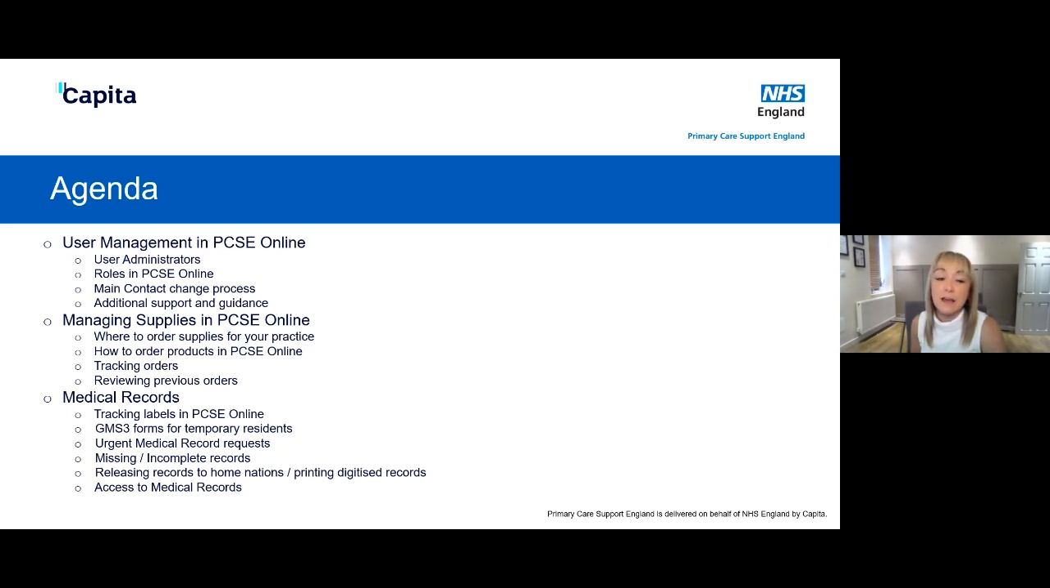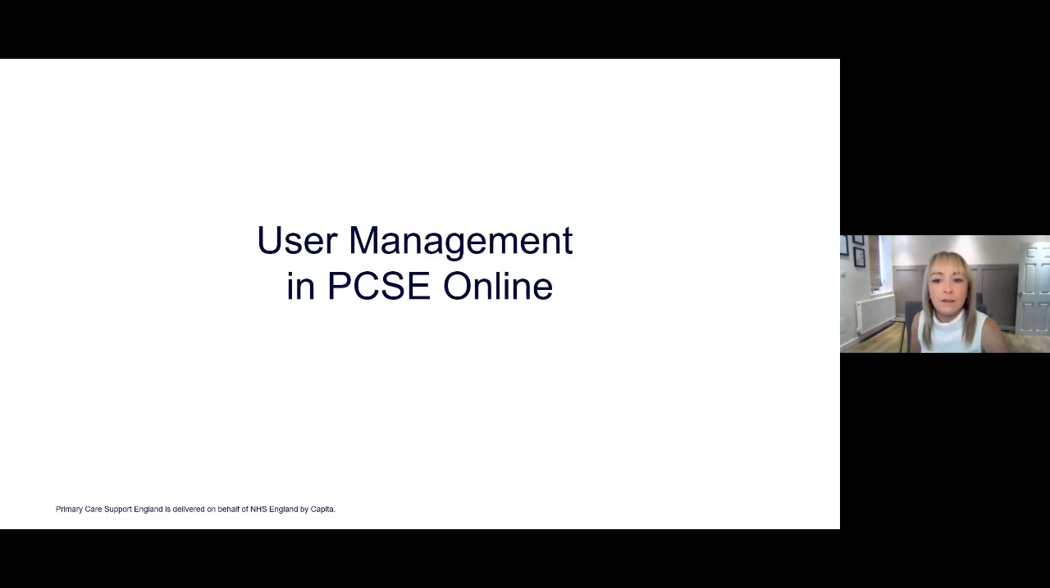And then we're going to be looking at medical records in PCSE Online. So we'll talk about medical record tracking labels. We're going to have a look at GMS3 forms for temporary residents. We're going to touch on urgent medical record requests and missing and incomplete records. We're then going to talk about records that are being sent to home nations and when you need to print digitised records. And then we'll end with access to medical records.